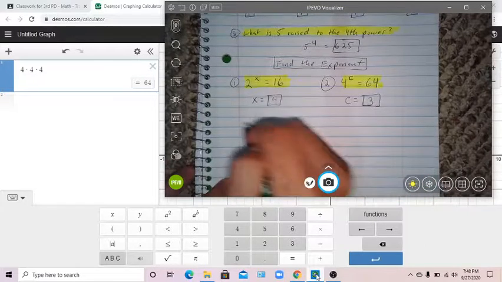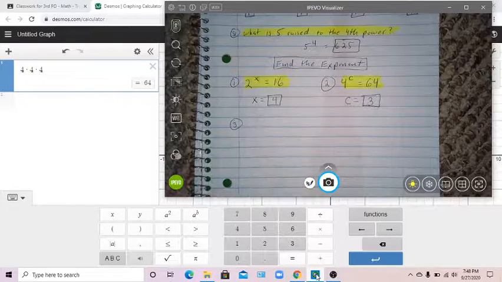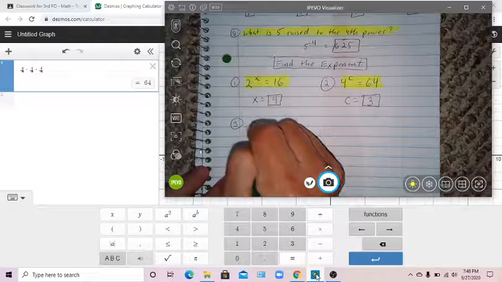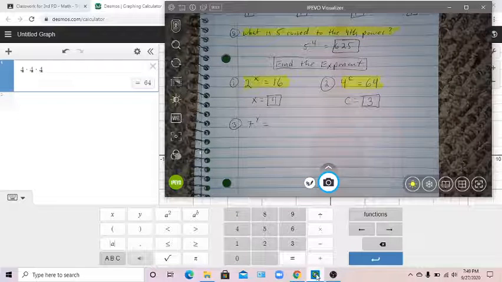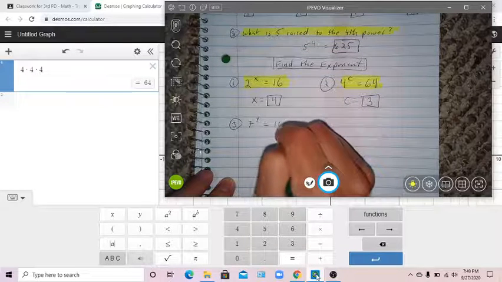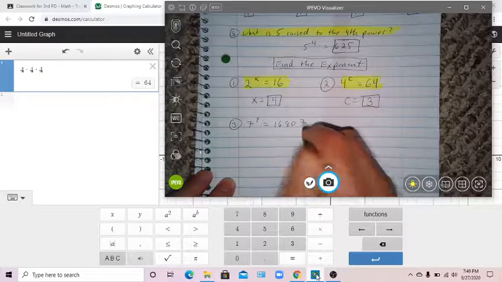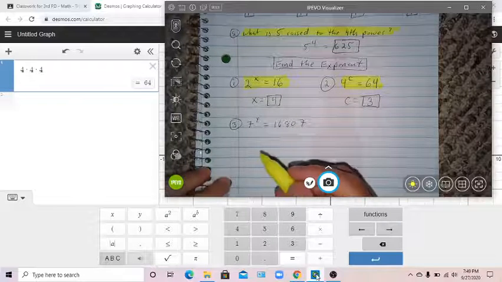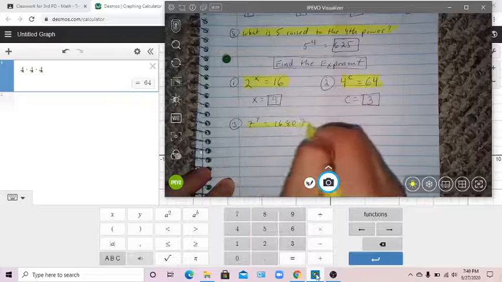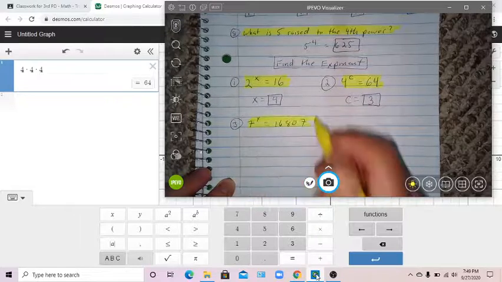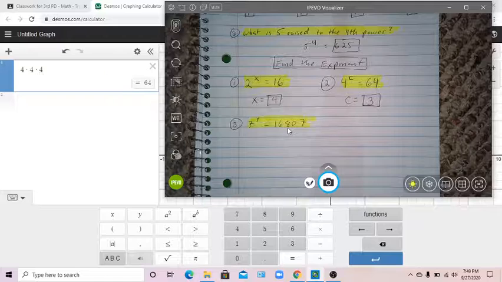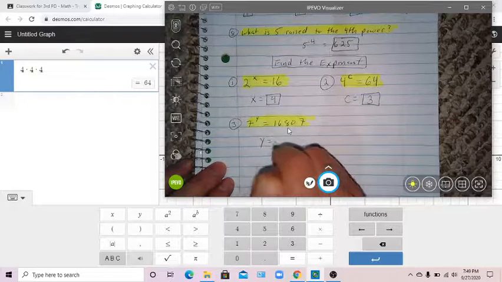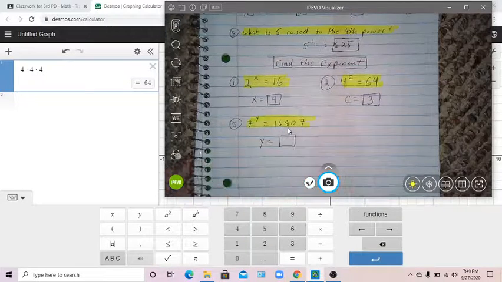Let's do another one, number 3. 7 to the y power equals 16,807. 7 to the y power gives me 16,807, and then it'll say y equals what? What is that exponent y?